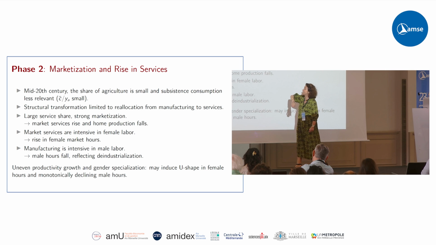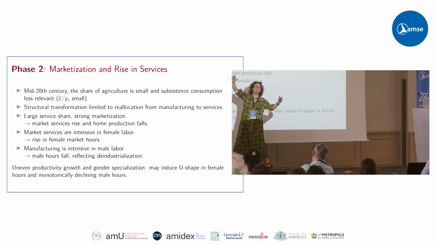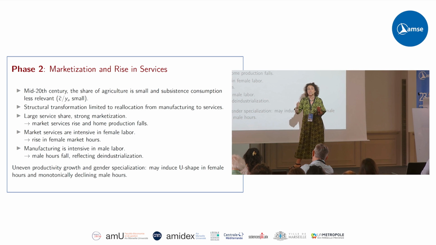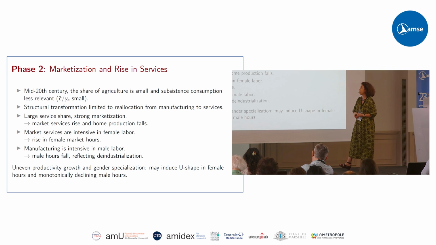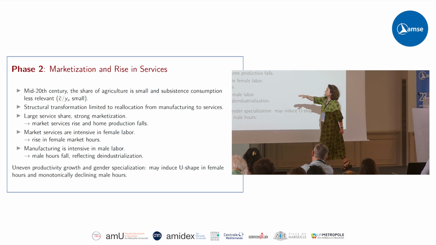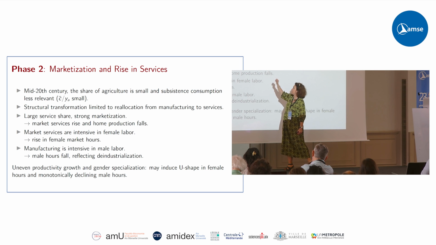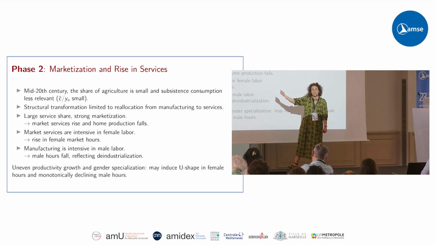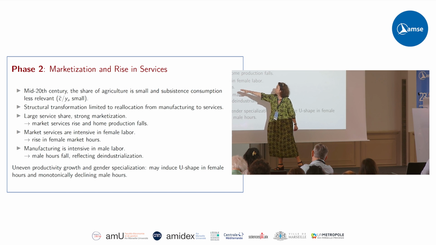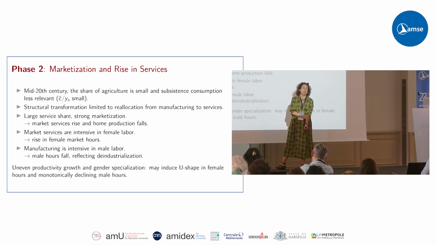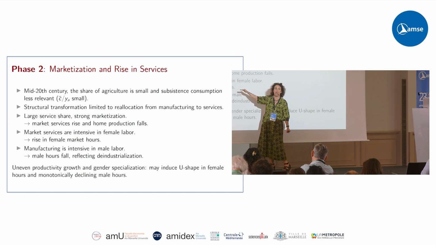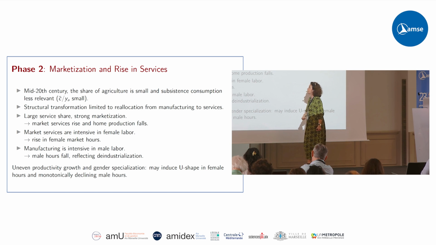One important thing is that now there is a large service share, overall services, and those services are becoming marketized quite fast because productivity growth is stronger in the market than in the home. So market services rise and home production falls, okay? Why does that have differential gender impacts? Because market services are very intensive in female labor, as well as home services are also very intensive in female labor. So this implies an increase in female market hours. So this is the upward branch of the U.